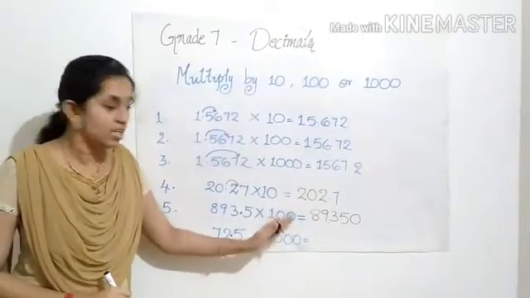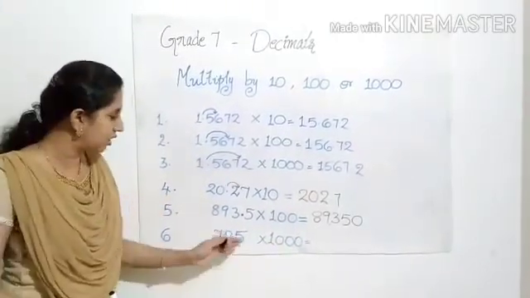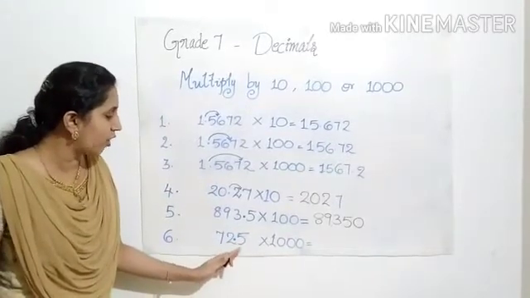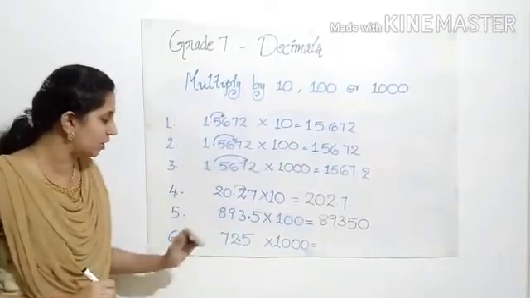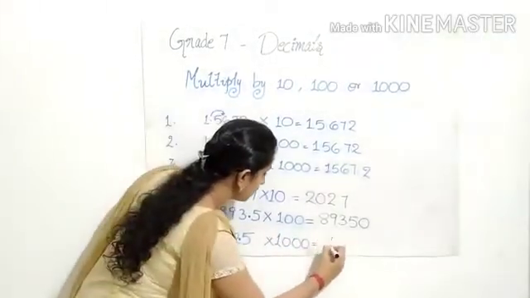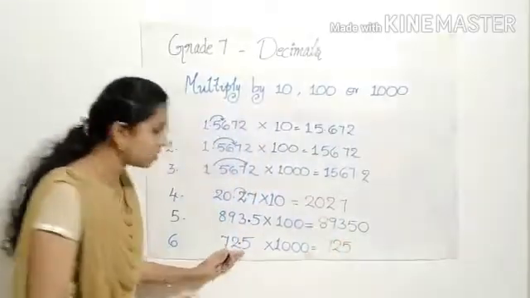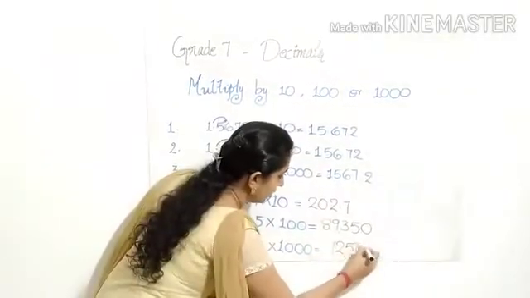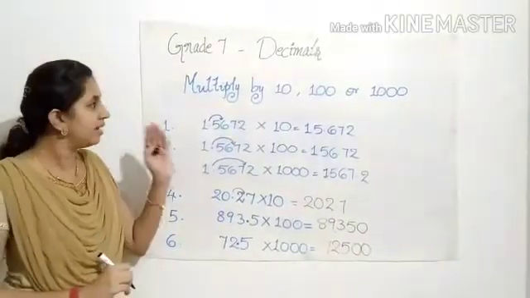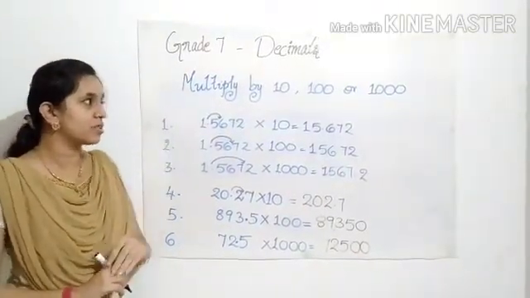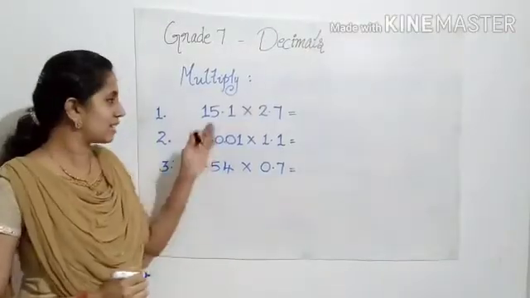Let's move on to the next question. 72.5 into 1000. 1000 has 3 zeros and we have to move 3 places. But in the question, after the decimal point, only 1 place is there. That means we have to add 2 zeros to the answer. So the answer becomes 7, 2, 5 and 2 zeros. This is how to multiply the given decimal numbers by 10, 100 or 1000. Let's move on to the next set of questions.